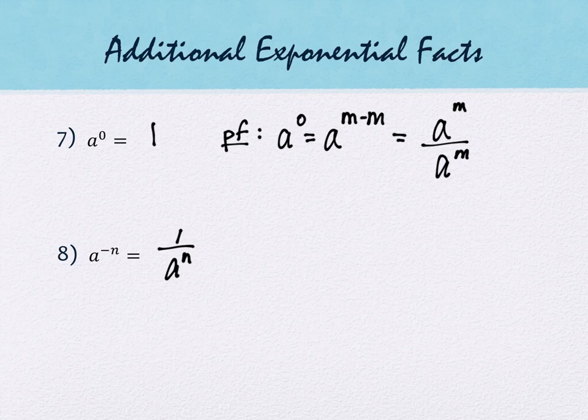So I'm using the property number 2 sort of backwards of how we normally use it. But what is the value I get when I have the same thing on the top and the bottom of a fraction? It's 1, right? 7 over 7 is 1. 342 over 342 is 1.